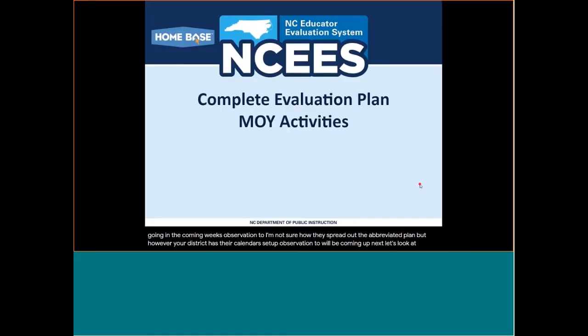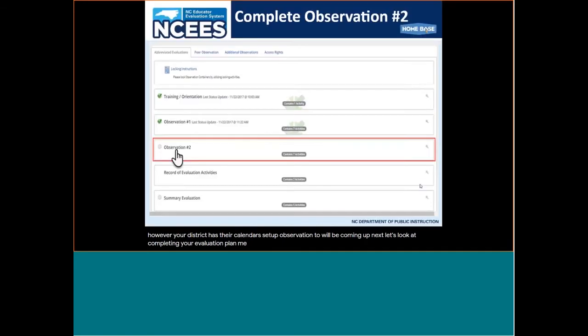So let's look at completing your evaluation plan, middle of year activities. So you've gone in and you've reopened your plan, and your plan is now open on the screen. We're looking at an abbreviated evaluation. This is actually the evaluator view because I can see my locking instructions. But you have the same view as a teacher or support staff, you just won't have locking instructions. You are looking for, have I completed my training and orientation? Does it have a green check? If yes, move on to your observation 1. Is it complete and has its green check? If so, then you should be able to now access observation 2.